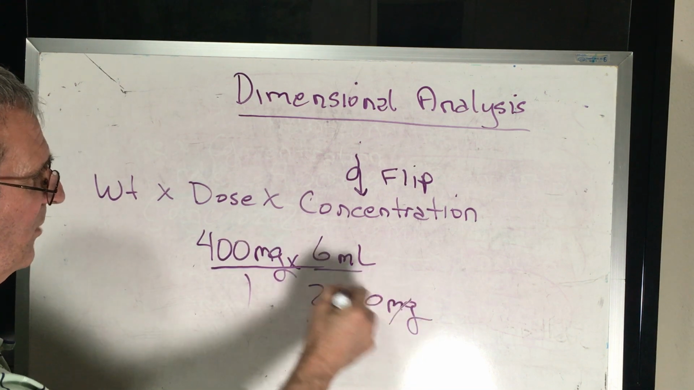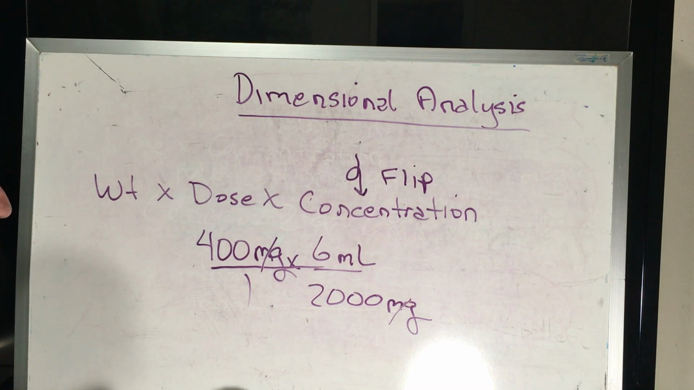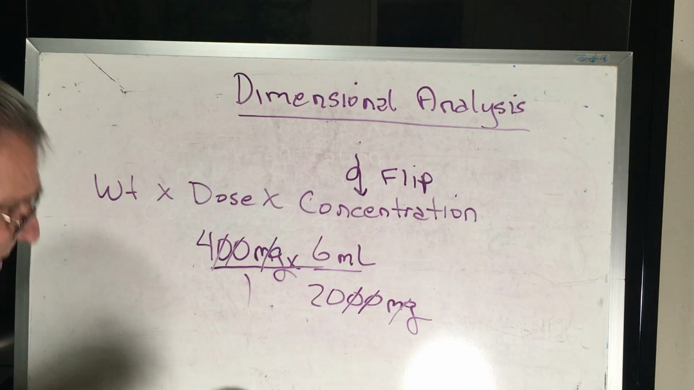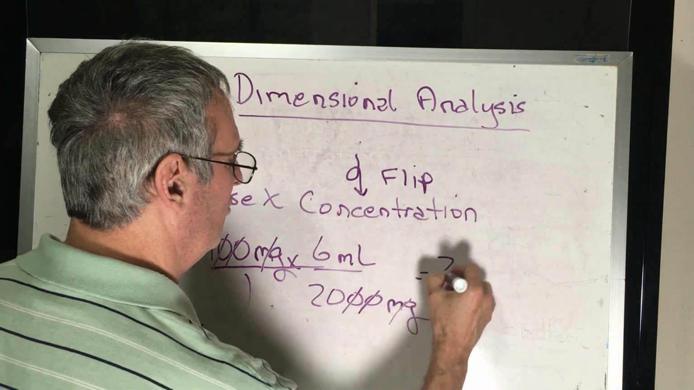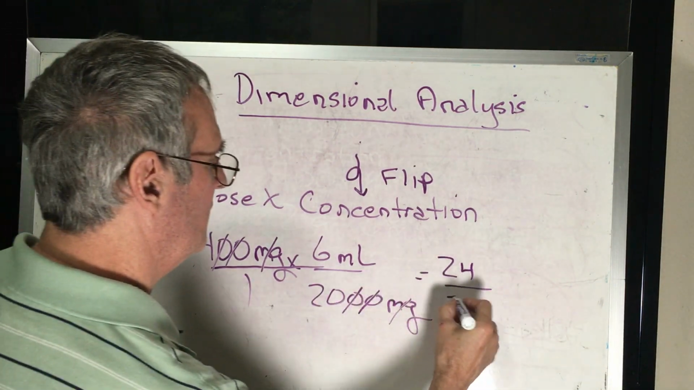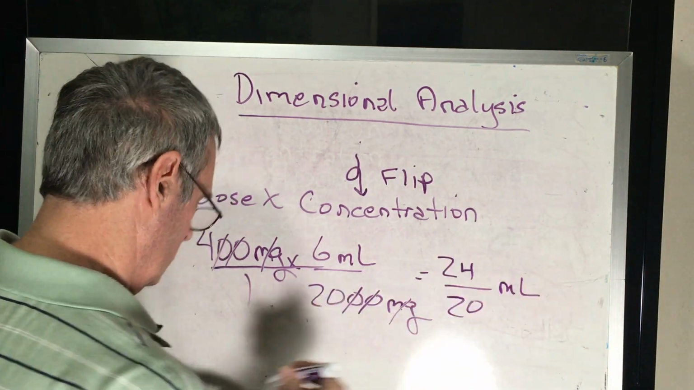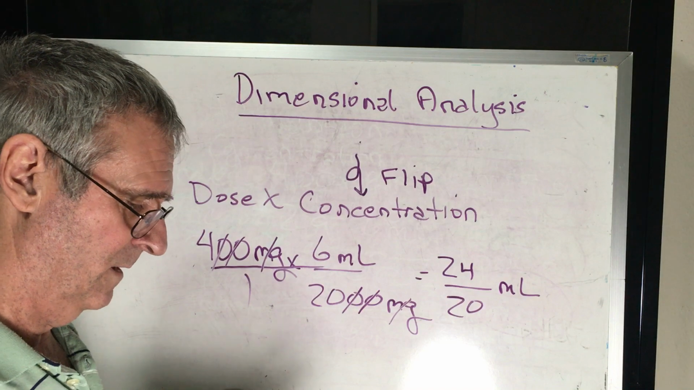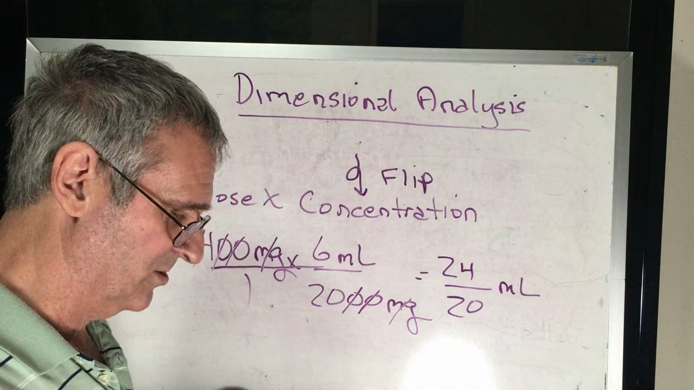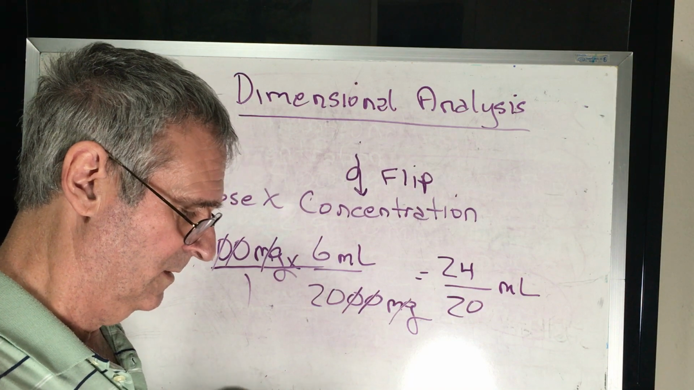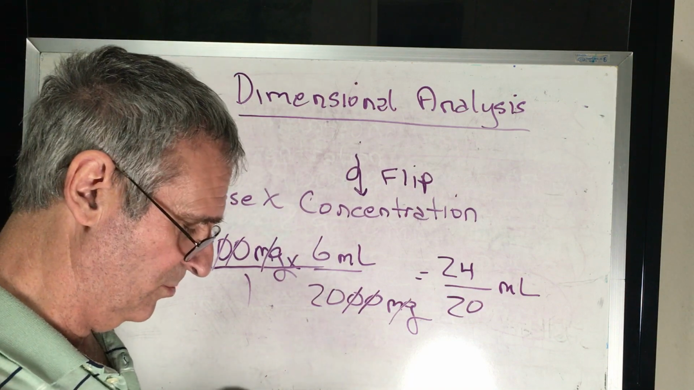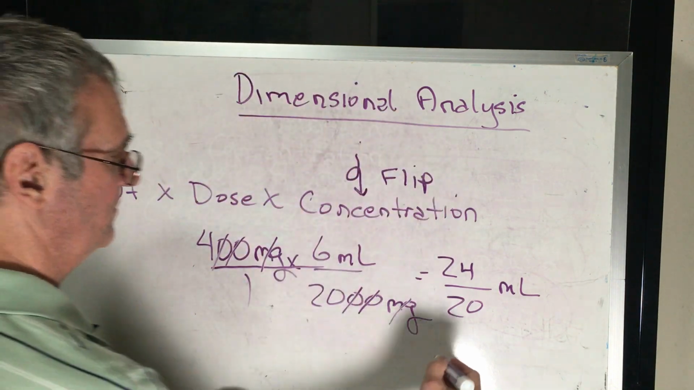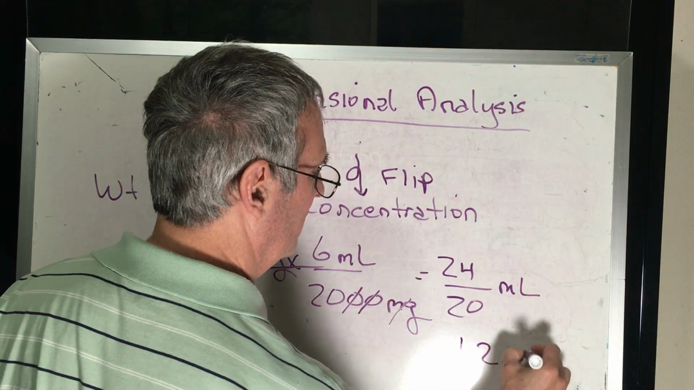Since I have a milligram on the bottom and a milligram on the top, that goes away. They cancel each other out. And the same with a couple of zeros here. So what I end up with is 4 times 6 is 24 over 20, and that's milliliters. Now, with the help of our handy little calculator, let me get to that right screen here. So this is 24 divided by 20. That's 1.2 milliliters. So the answer to this one is 1.2 milliliters.